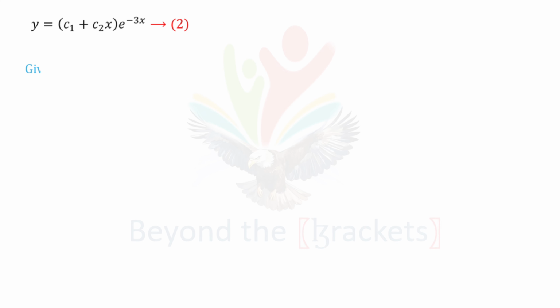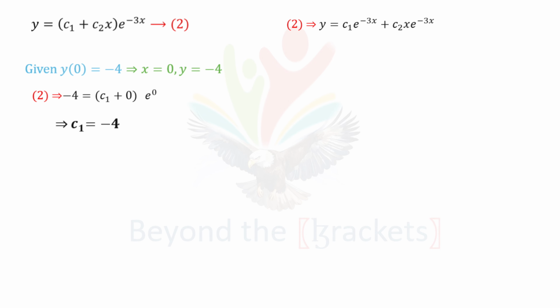The first boundary condition is y of 0 is equal to minus 4, which means y is equal to minus 4 when x is equal to 0. Substitute this value in equation 2 and simplify to get c1 is equal to minus 4. To apply the second boundary condition, we first have to differentiate y with respect to x. So y dash will be equal to c1, differentiation of e power minus 3x will be minus 3 into e power minus 3x, plus c2.